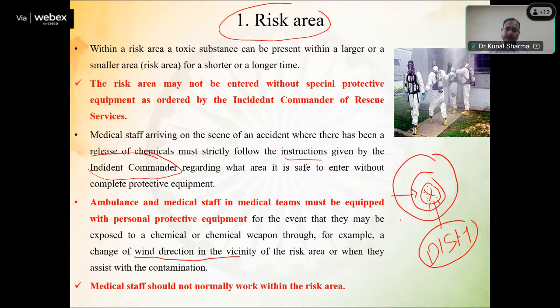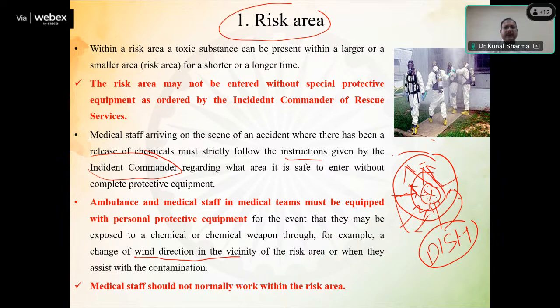For example, downwind is of this type. Initially, when the people entered, it had gone in this direction. So generally people thought, okay, the direction is this only, and we are safe in this particular zone. But during the time of entrance or the rescue part, the wind direction had changed. So all these things are a very big concern which you have to focus upon.